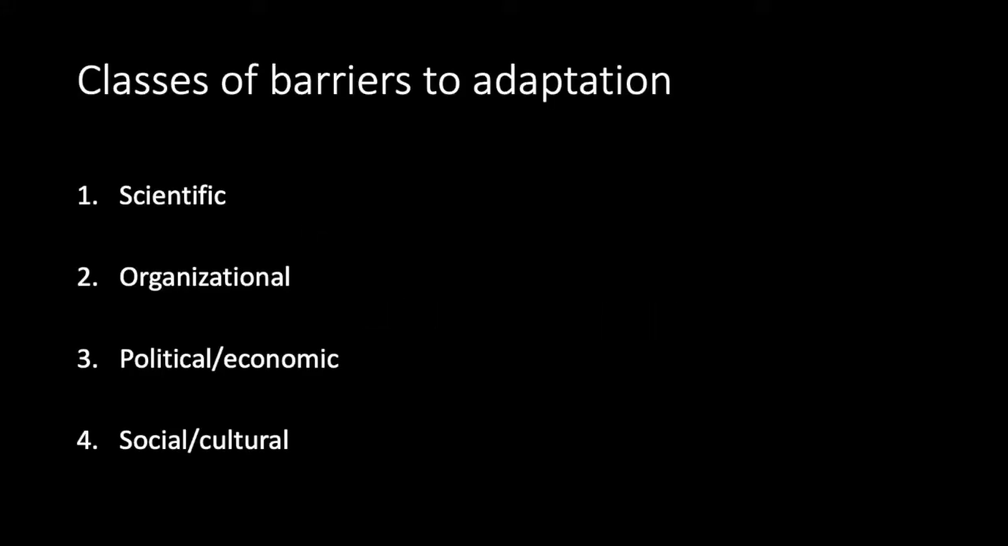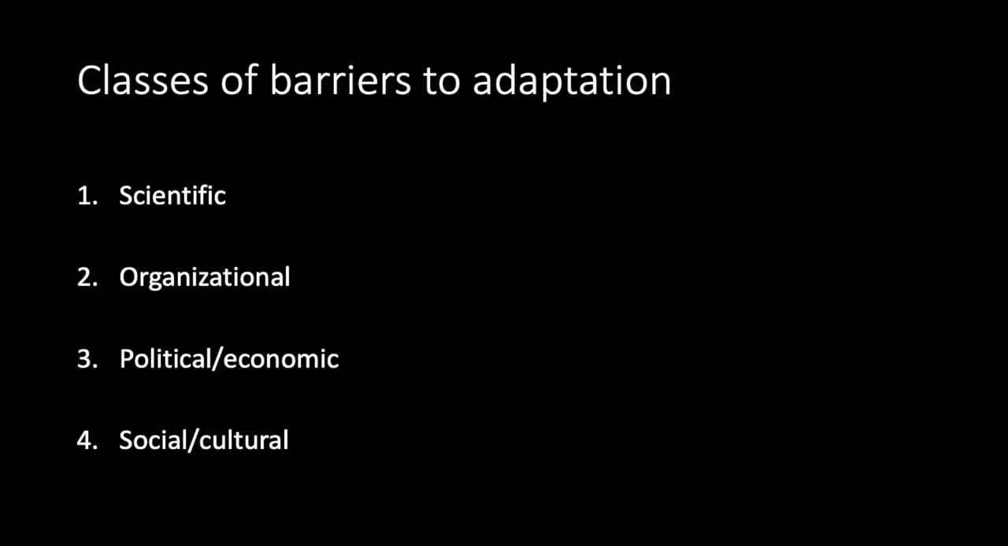By barriers to adaptation, we mean the challenges faced by an individual, organization, or society in changing to more effectively navigate the physical environment. We'll talk about 4 broad categories of barriers to adaptation: 1. Scientific, 2. Organizational, 3. Political economic, and 4. Social and cultural.